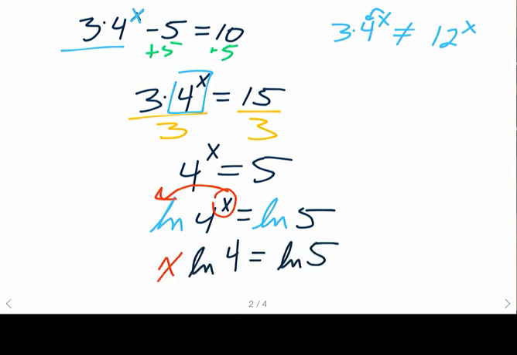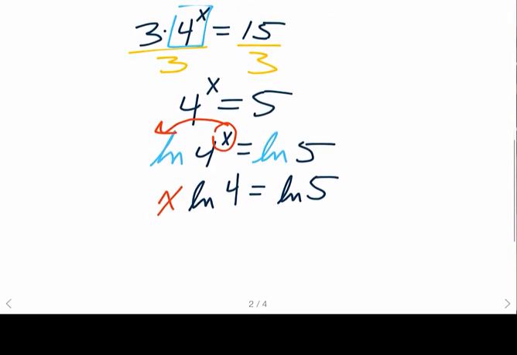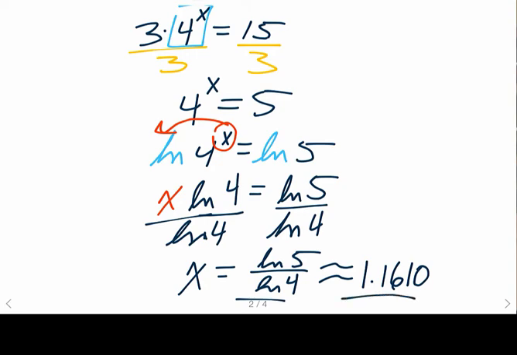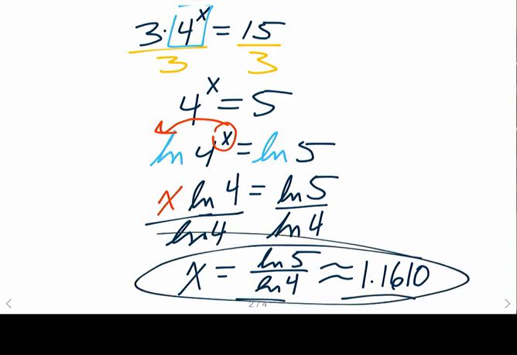By doing so, we obtain x times the natural log of 4 is equal to the natural log of 5. And then we're going to divide both sides by the natural log of 4 to ultimately isolate x. And so x is equal to natural log of 5 divided by the natural log of 4, which my calculator tells me is approximately 1.1610. Exact answer, approximation accurate to 4 decimal places. Moving on.